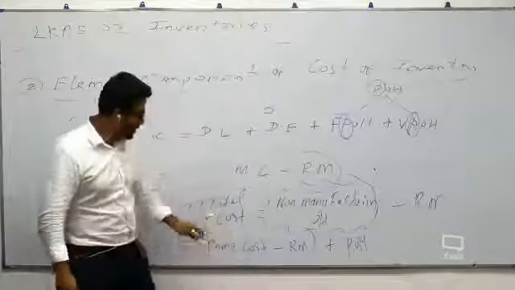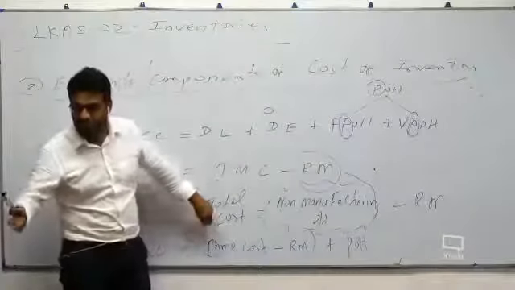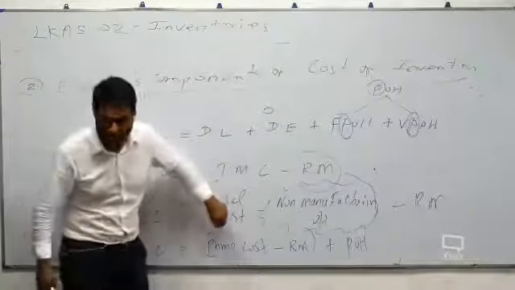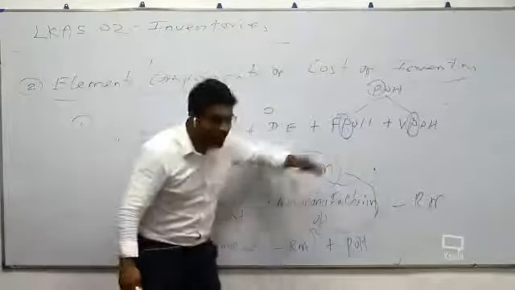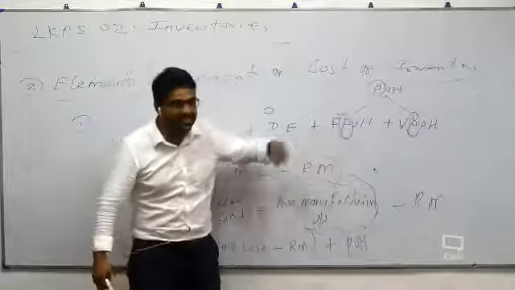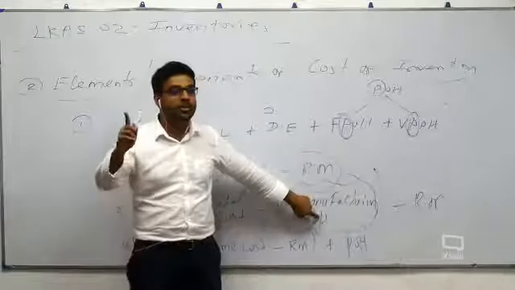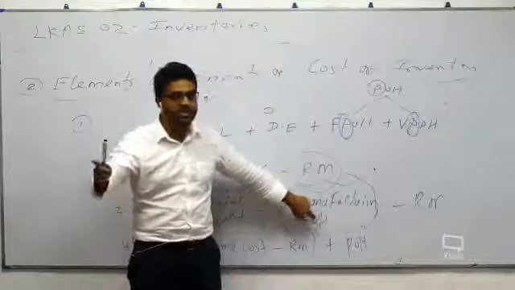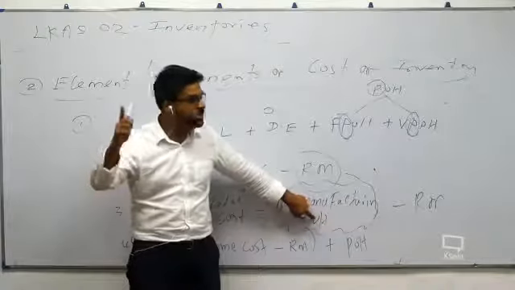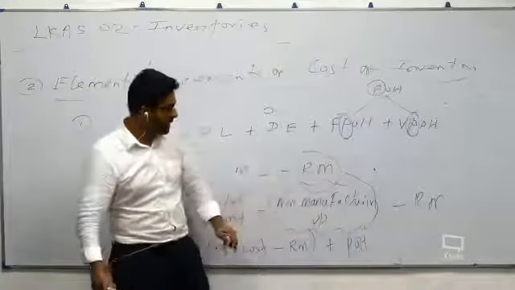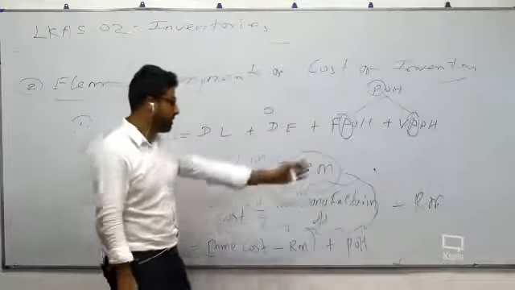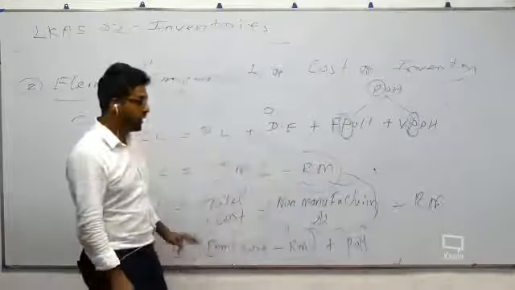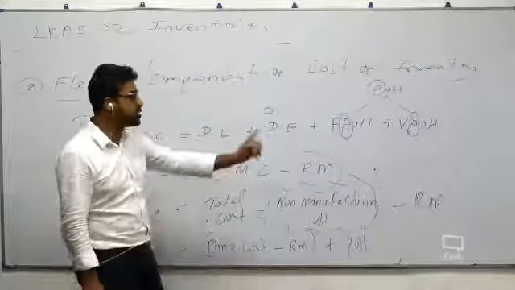So total cost will include distribution expense, administrative expense, finance expense, other expense. From that, remove the non-manufacturing: distribution expense, administrative expense, finance and other expenses. Remove it. Then remove the raw material. Why? Always from the total cost, raw material also needs to be removed to get the conversion cost. Raw material is not a conversion cost.